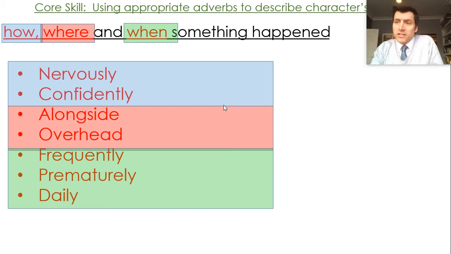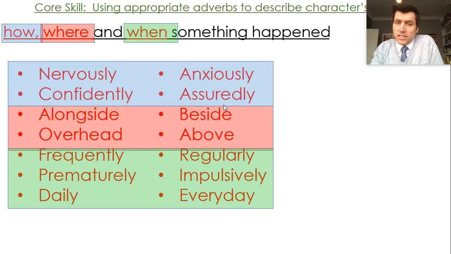If we look, we can also furnish ourselves with some synonyms for those that we can use in our writing. So somebody being nervous might be acting anxiously. If you're confident, you might be acting assuredly. Rather than alongside, we might say beside. Rather than overhead, we might say above. Frequently sometimes is synonymous with regularly. Prematurely doesn't always mean something's come early. It can be used as that, but it can also mean that something happens because somebody wants it too much and almost goes too early. So you could say that somebody acts impulsively, acts prematurely. If you shout out an answer before you're supposed to, you could be acting impulsively and giving the answer prematurely. And every day might be a synonym for daily there.